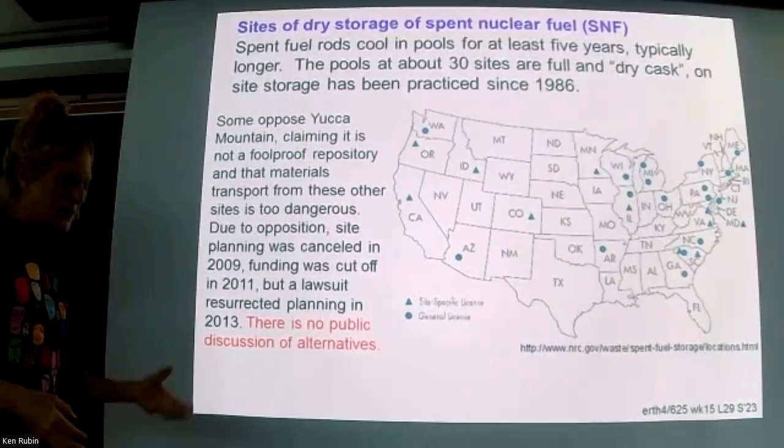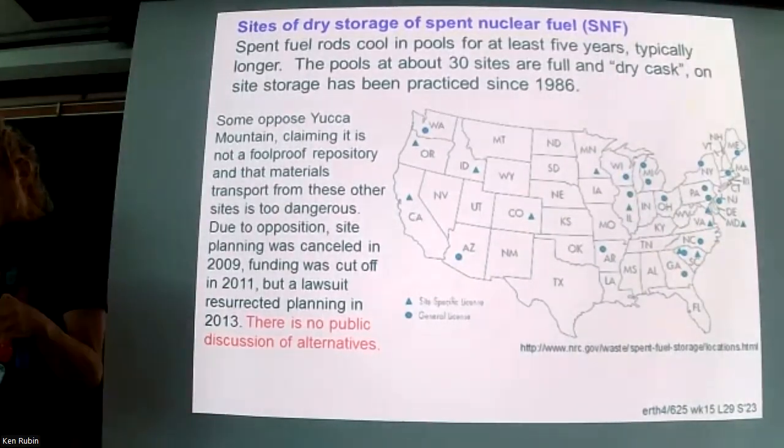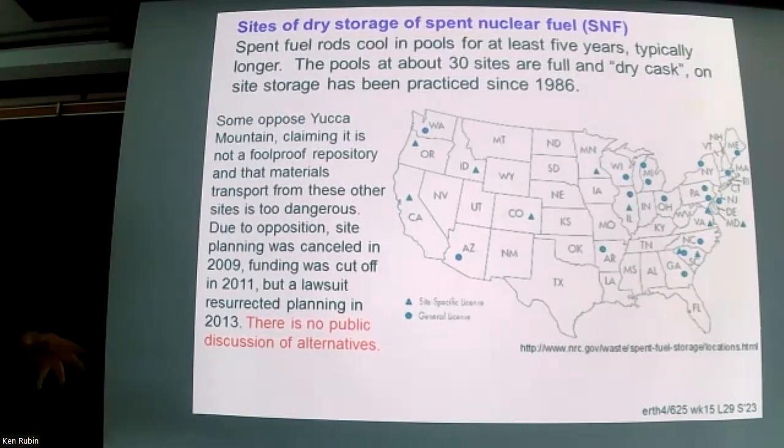So most waste is stored in water, and the water helps to mediate the temperature of the rods and slow down the neutrons that are coming off the rods to sort of keep them from doing more neutron irradiation.